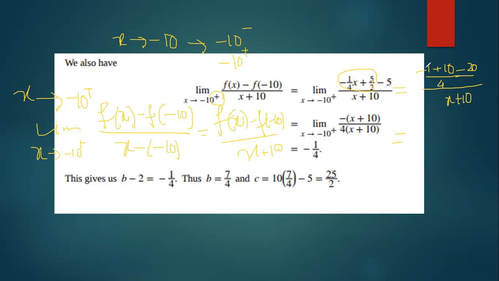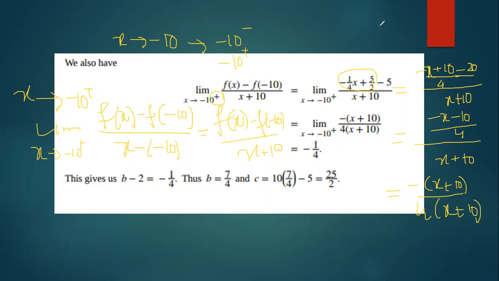So yes, this is the x minus 1, so this minus 1x, so it will be 4 with minus x minus 10 into x plus 10, taking negative common, so x plus 10 divided by 4 into x plus 10. So this x plus 10 and x plus 10 will be cancelled out. So my value will be minus 1 upon 4 for the system.